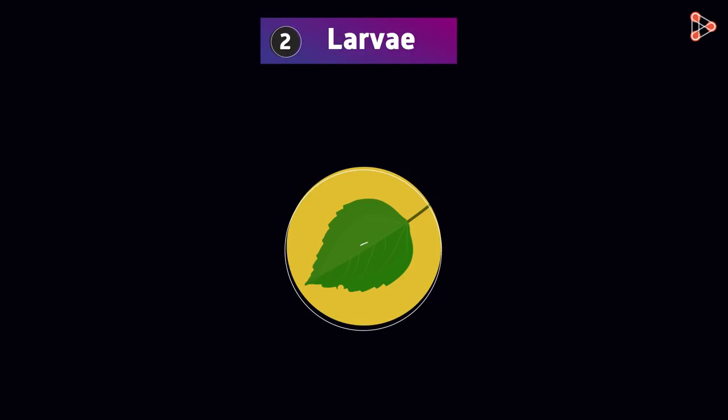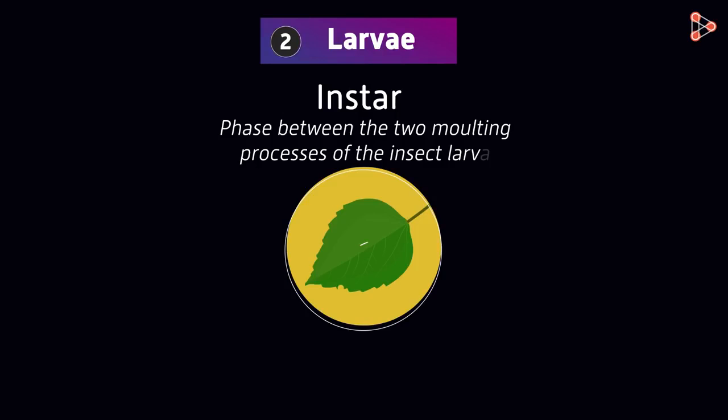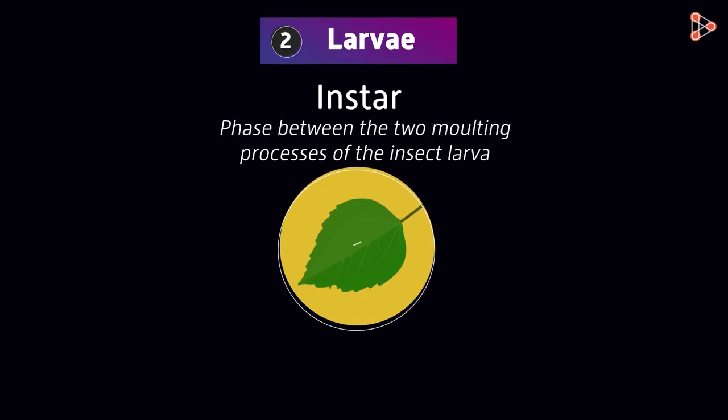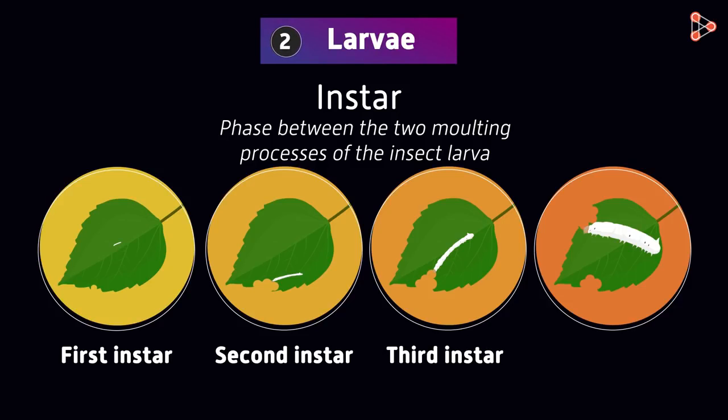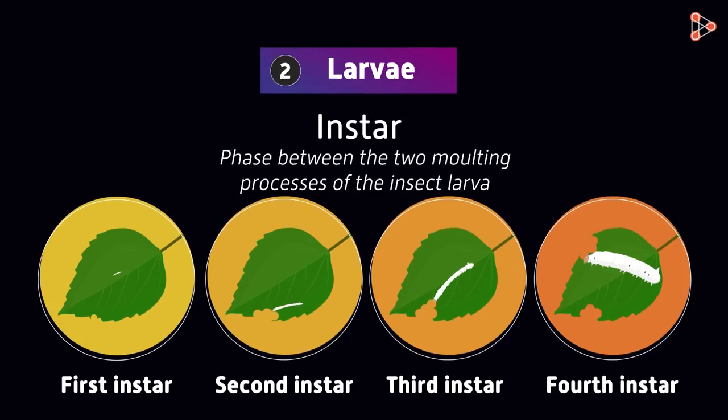The growth stages of these larvae are also given a scientific name. The stages are called instar. In literal terms, instar means the phase between the two molting processes of the insect larva. So in this case, we can say the larvae grow into first instar, second instar, third instar, and so on, till they feed themselves enough. Once the larvae are content with the amount of food consumed, that is the leaves, they enter the next stage.